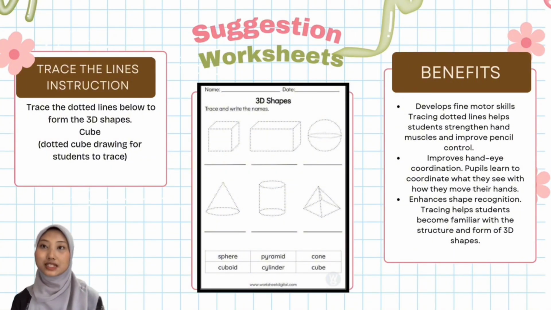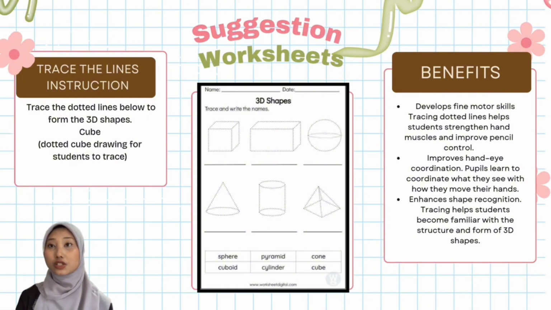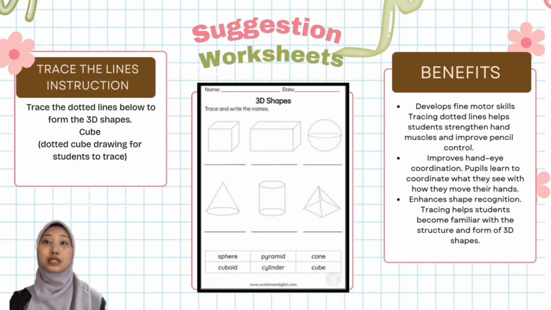One of the suggested solutions is using differentiated worksheets with tracing activities. Teachers can provide worksheets that ask pupils to trace the dotted lines first to form three-dimensional shapes such as a cube. This helps them to remember the shapes. The instruction given to pupils can be simple. For example, trace the dotted lines to form the 3D shape.